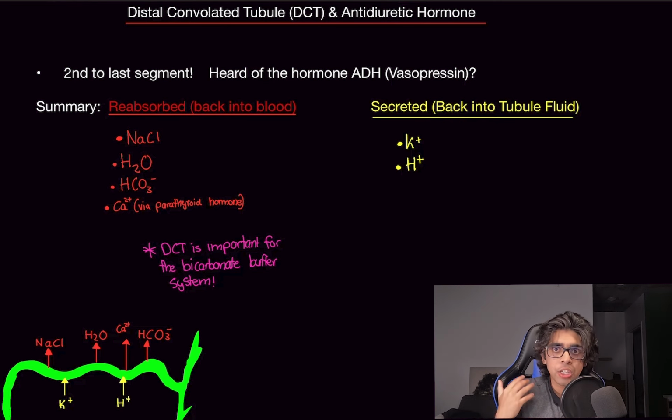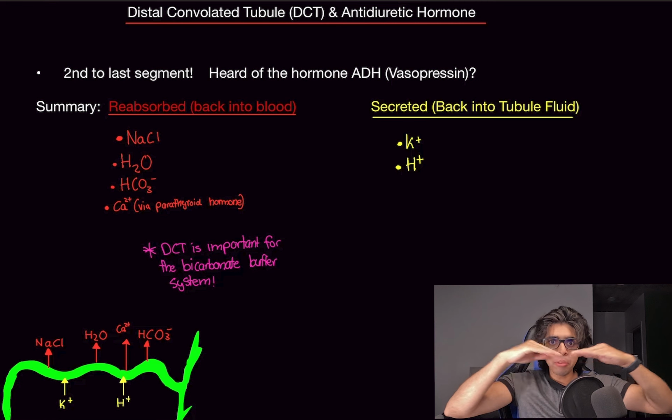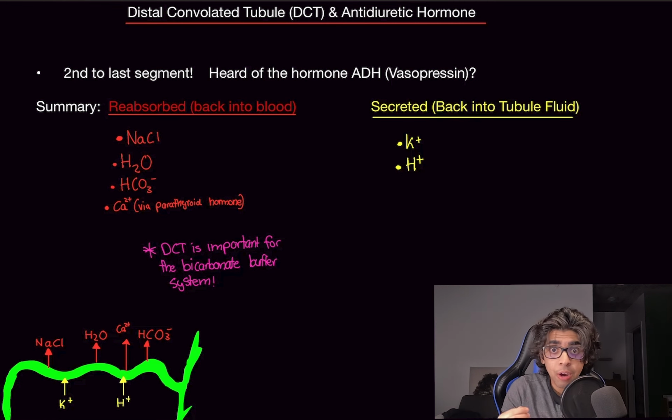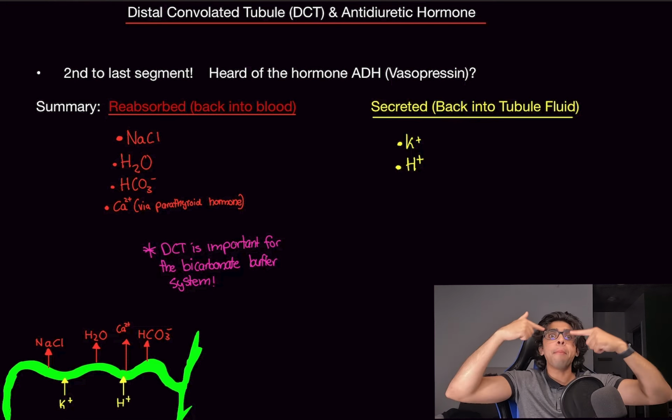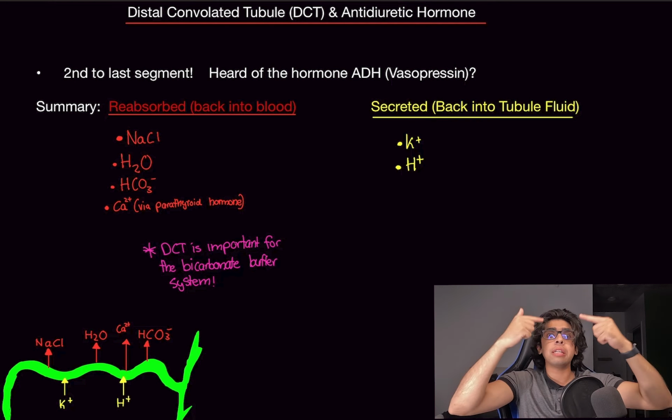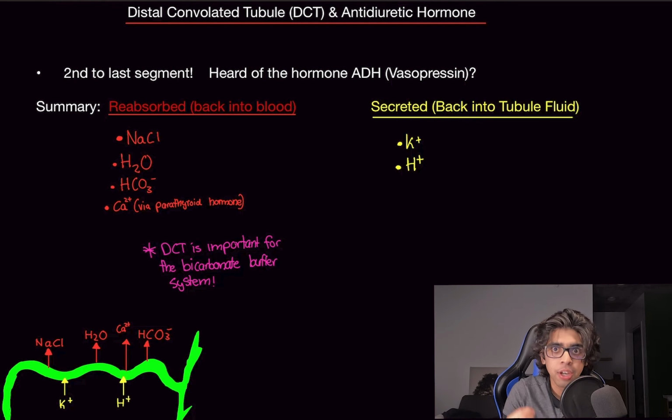So what again is reabsorption and what is secretion? The act of reabsorption is taking stuff from the tubular fluid, which would be stuff that we would urinate out, and putting it back into the blood because we need it. Secretion is taking stuff from the blood and putting it back into the tubular fluid to be urinated out. So there are a few things that are reabsorbed and some things are secreted. So let's go over all of them and why.